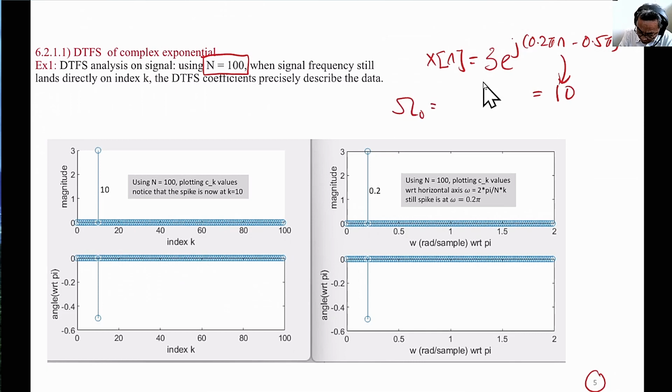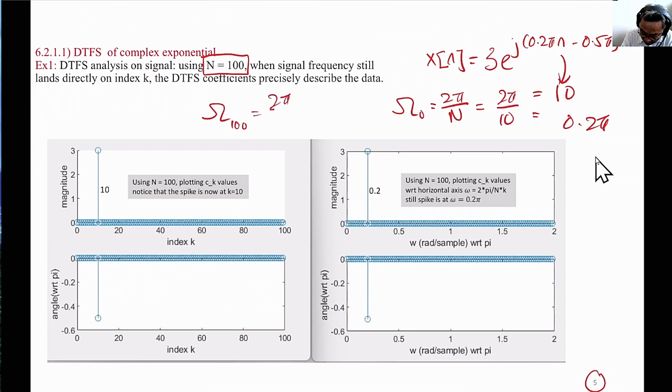Remember that omega naught is equal to 2 pi over N, and in the original case of N equals 10, we have 0.2 pi. Now we have N at 100. What will happen is that we are now using 2 pi over 100, so this is 0.02 pi. So every time we shift by 1 k, we are shifting by 0.02 pi. In the past, we were shifting by 0.2 pi. So that is the difference.